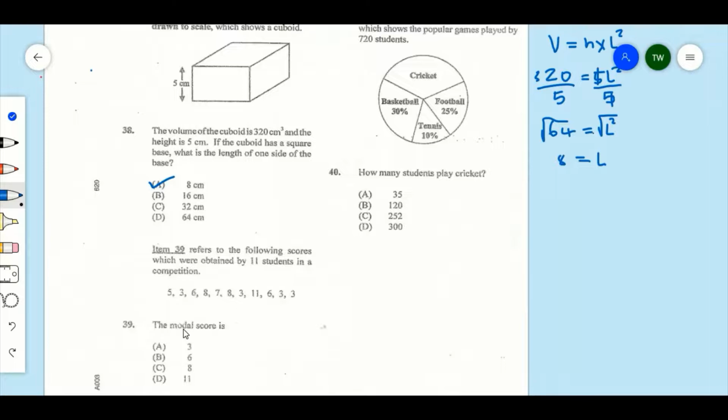Or the frequency. So here, when we observe all the numbers, we can see that we have a 3 here. We also have a 3 here, a 3 here, and also a 3 here. There's no other digit that appears more than 3. So it means that our answer is going to be A.